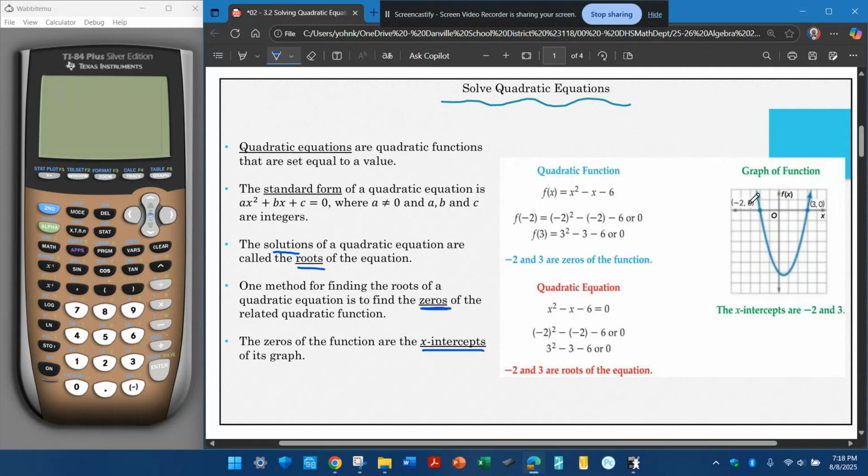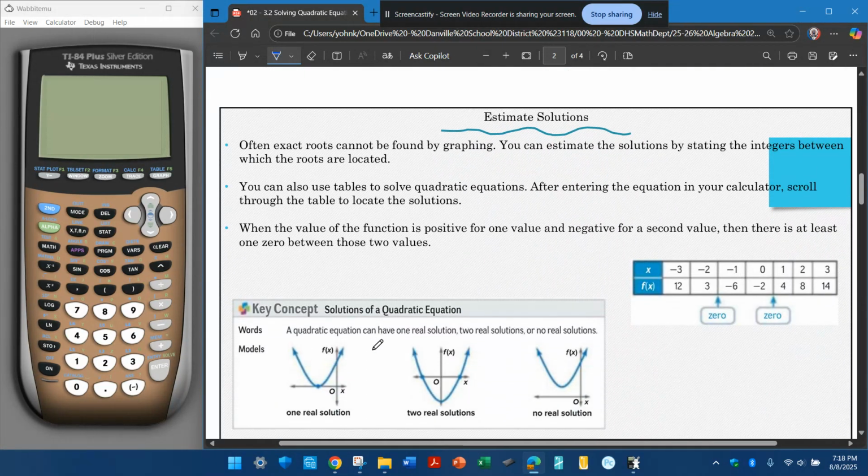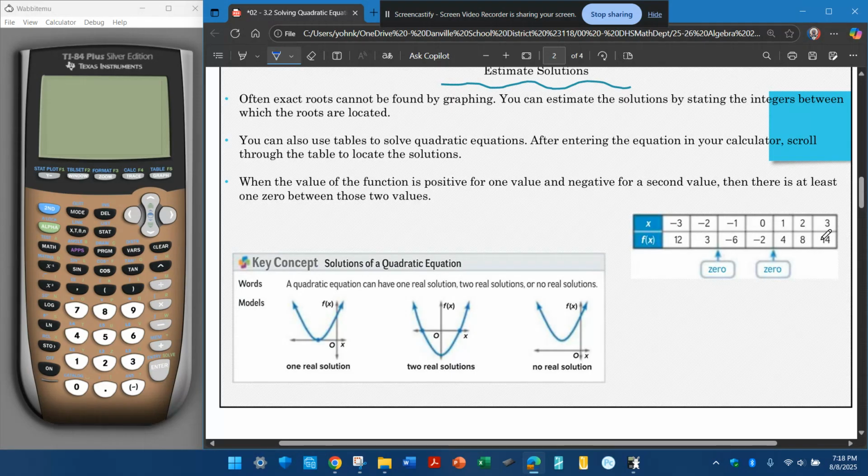So if you look at the picture here, these two ordered pairs right here are called the solutions of the quadratic because they are the place where it crosses the x-axis. So we've got roots, we've got zeros, we've got intercepts, and they're all solutions. So let's take a look at how we can find these solutions. A lot of times life is perfect and you can find the exact roots, but if exact roots are not possible, you might be asked to estimate.